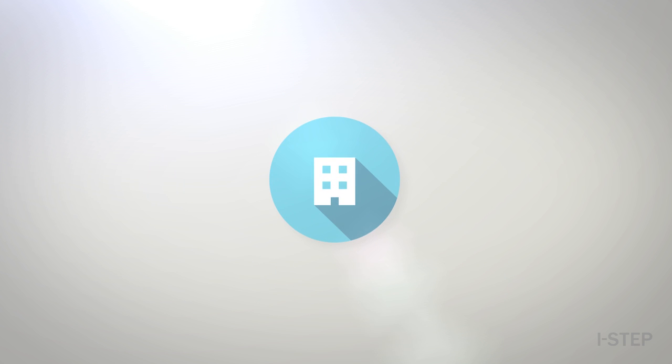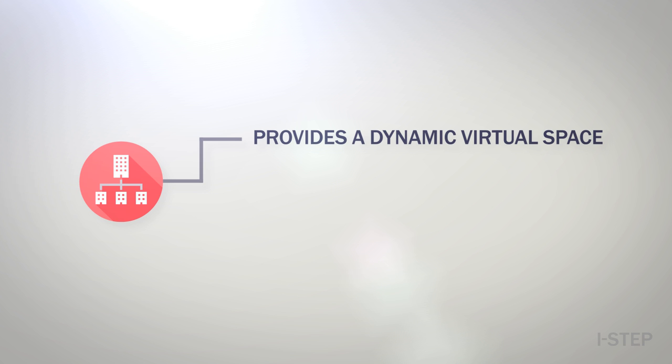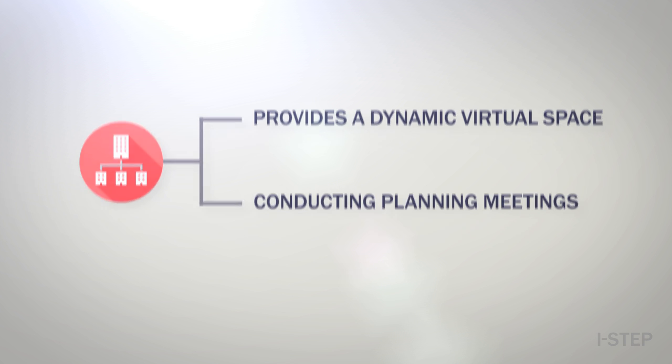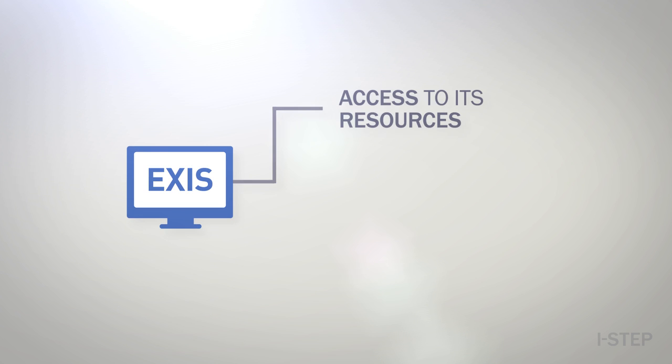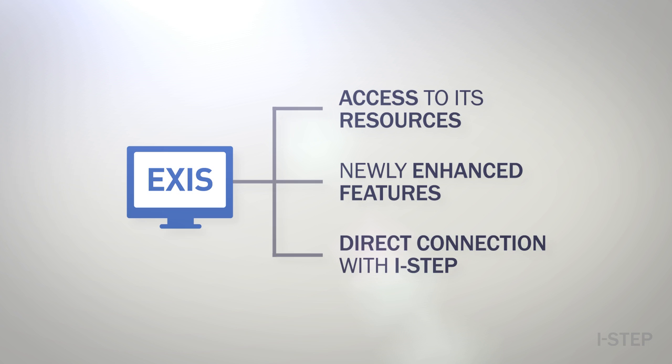For smaller entities with limited resources, EXIS diminishes the administrative burden of developing exercise documents and allows organizations to improve security preparedness by leveraging shared best practices and lessons learned. For larger entities, EXIS provides a dynamic virtual space for convening geographically separate planning team members and conducting planning meetings. EXIS users not only benefit from access to its resources and the system's newly enhanced features, but also through a direct connection with TSA's Intermodal Security Training and Exercise Program, or I-STEP.